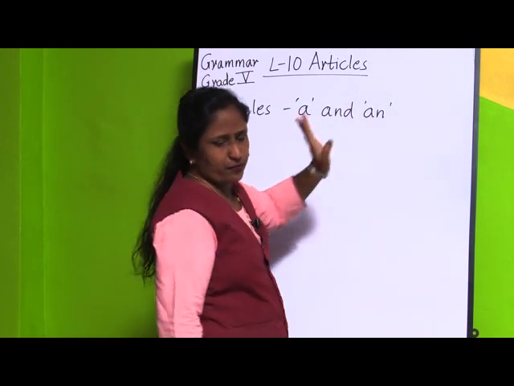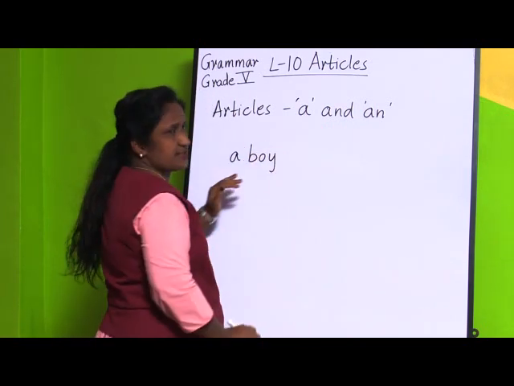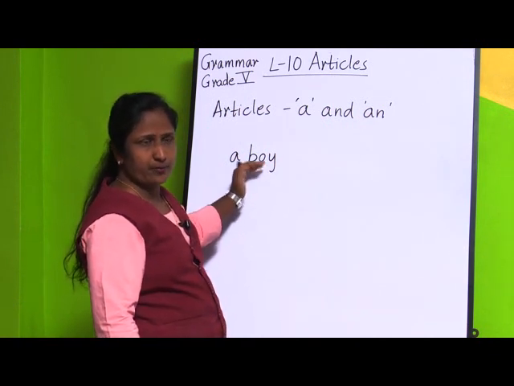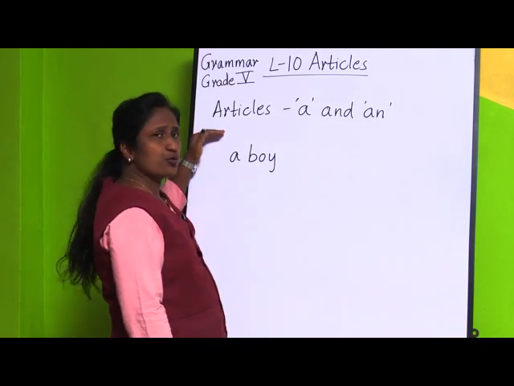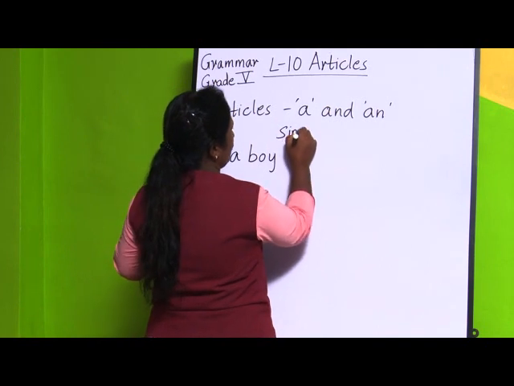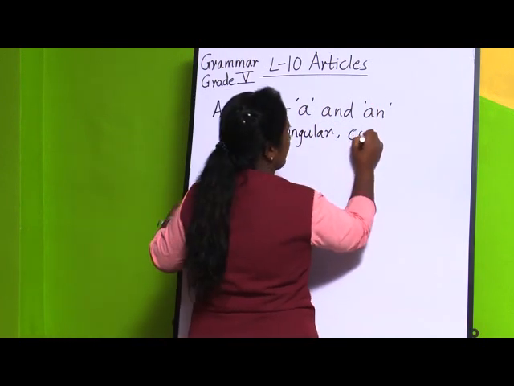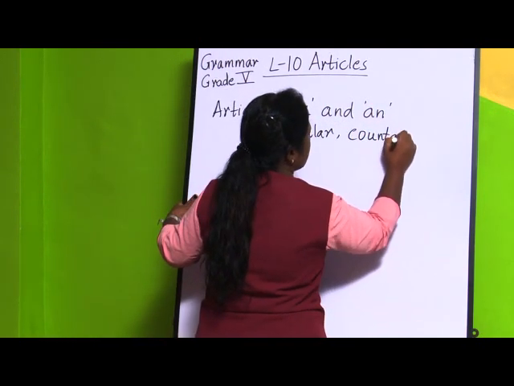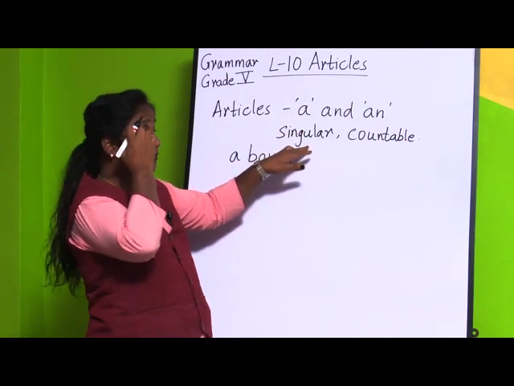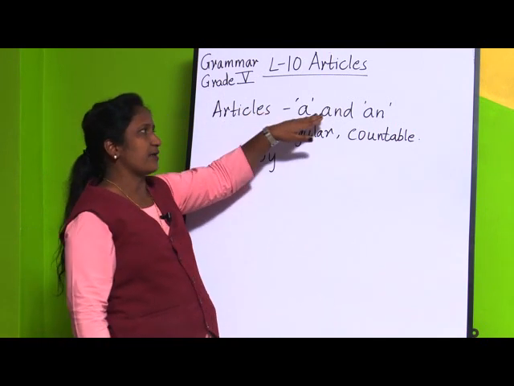For example, a boy. This is a singular noun and it is countable. Boy we can count. So, when we are going to use articles a and an, when we are talking about a singular noun and if it is countable, these two things you have to remember for articles a and an.